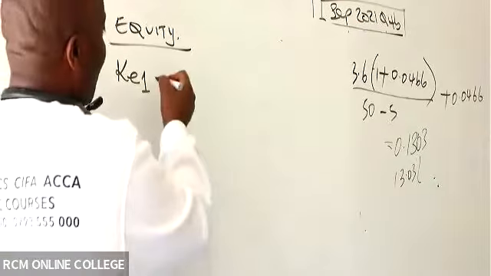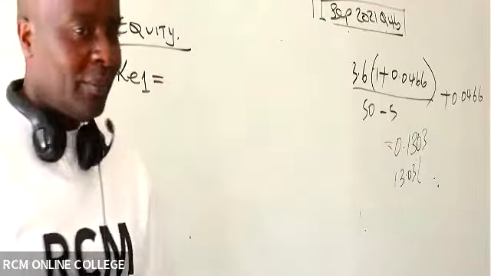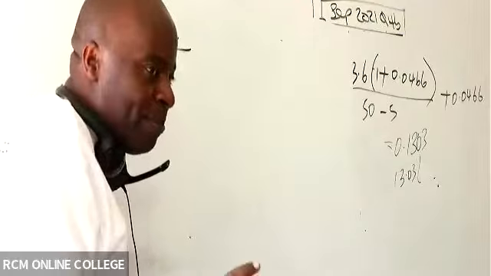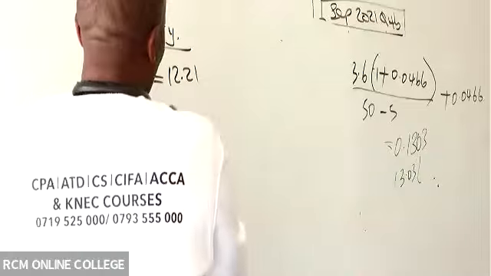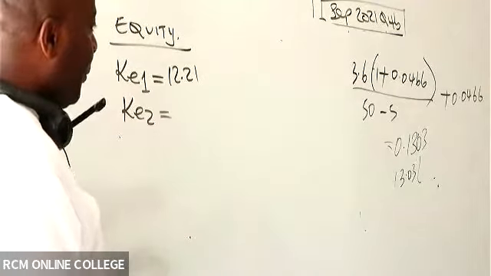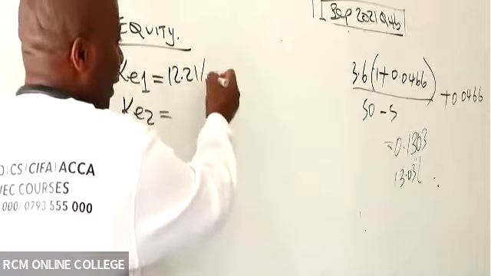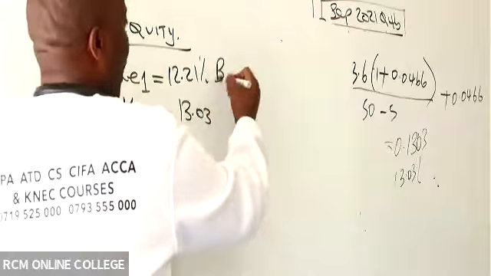So this one here was coming to how much? Cost of equity retained earnings, 12.21. Yeah. How about cost of equity ordinary shares? 13.03, isn't it? So we have breakpoint 1.